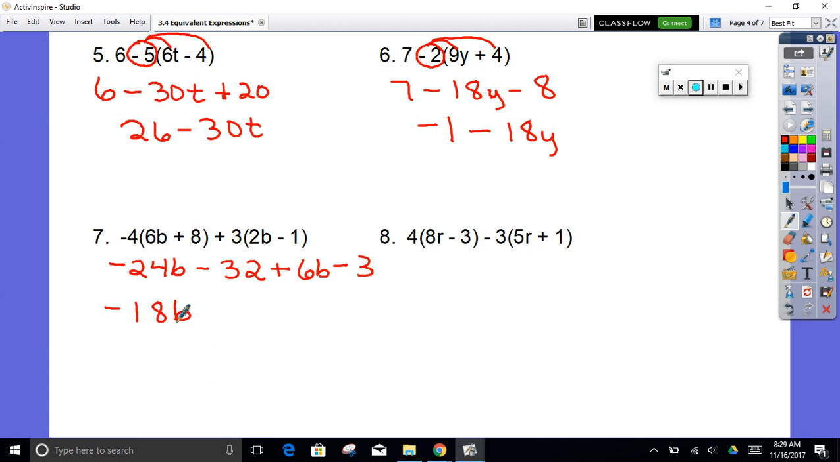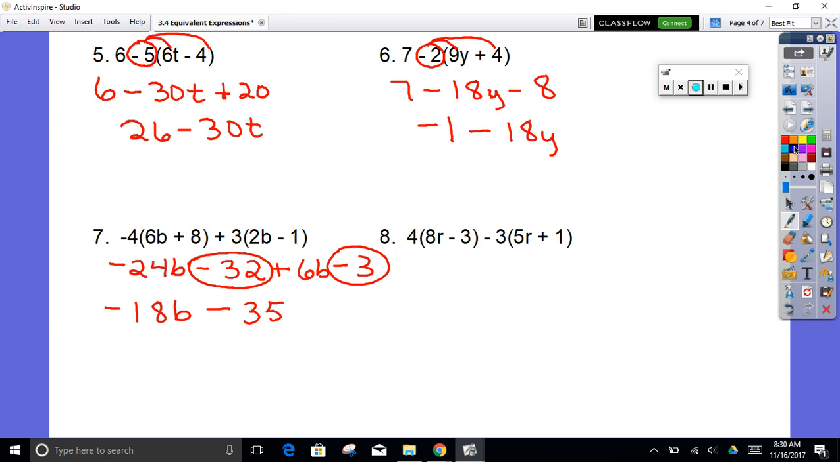Okay? Negative 4. Agree with that so far? No? You have to look at the signs in front. So think of this as a negative 32, negative 3. The signs are the same. Negative 35, so minus 35. Okay, any questions about that one?